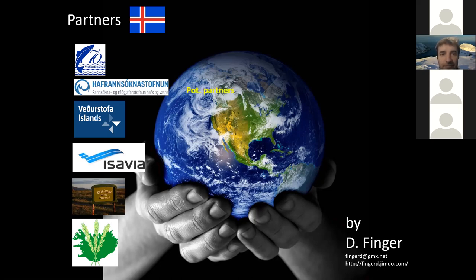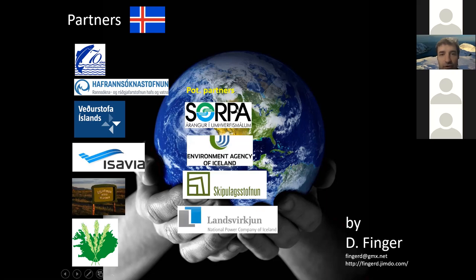Other potential partners include Sorpa. Sorpa is the waste company from Reykjavik City. Their collaboration could be very important because they produce biomass from the organic waste, and we could optimize this biomass production, biogas production. And obviously, if biogas is produced from waste, then it's a carbon neutral energy source that can be used in cars and could be a very interesting carbon neutral energy source.